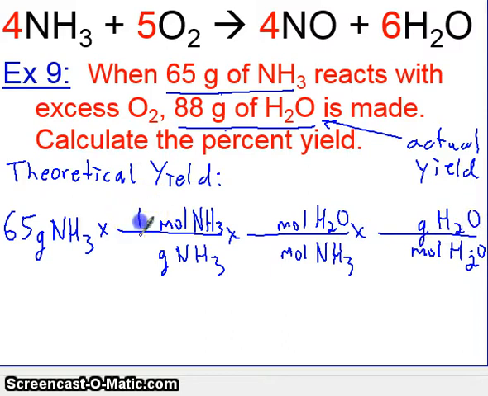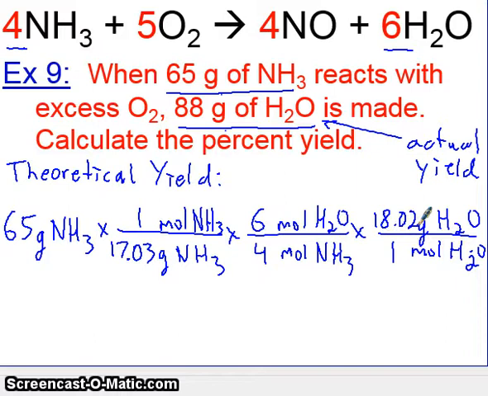When we fill this in, a mole is simply the mass from the periodic table. In our case, NH3 should be 17.03. Moles to moles conversion comes from the balanced equation. We have a 4 to 6 ratio. So 4 moles of NH3 produce 6 moles of water. And then finally, for moles of water, 1 mole is 18.02 grams of water.